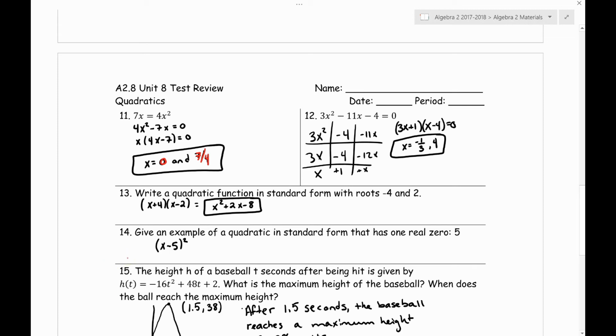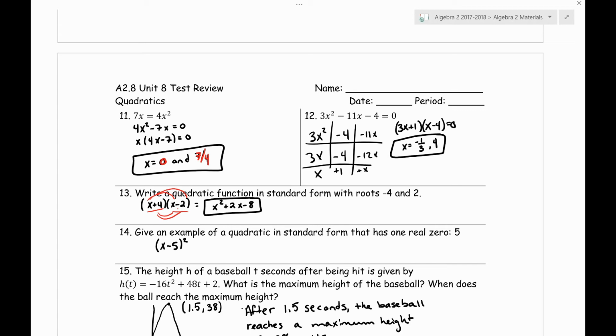Now, number 12, I decided to factor it, and I got two factors, or two zeros, one at -1/3 and the other at 4. And number 13, I'm asking you to write the quadratic function in standard form with roots -4 and 2. So the factors are x plus 4 and x minus 2. You have to do FOIL, multiply the two binomials, and you're going to get x squared plus 2x minus 8.